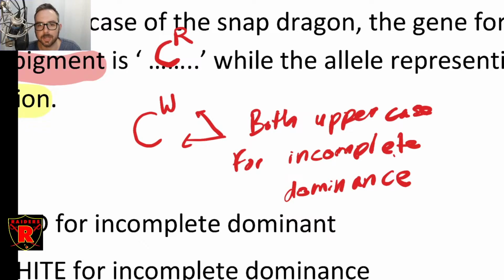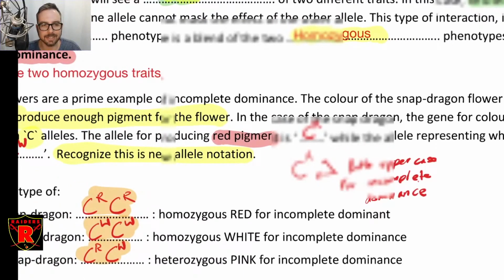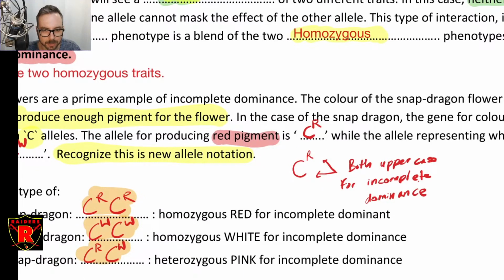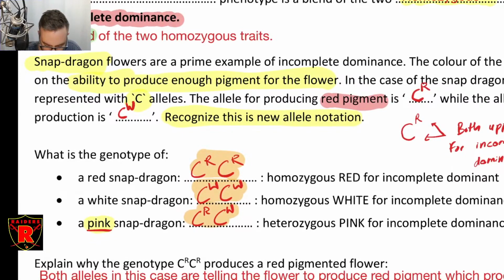Now you'll notice that when I'm writing these superscripts and my base letters, they are both uppercase. When you're doing incomplete dominance, like we're talking about right now, all of the letters are uppercase. So it's an uppercase base letter, uppercase superscript. All right, so that is the way that you write out that nomenclature. I mentioned here, recognize this new allelic notation. It's a brand new notation. We haven't used that before, and you always use this notation with incomplete dominance.